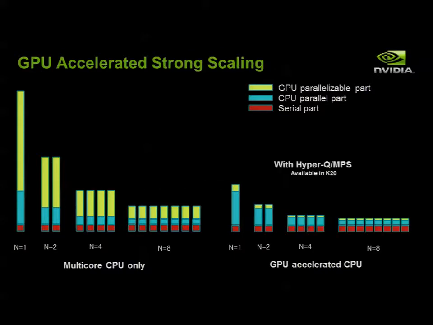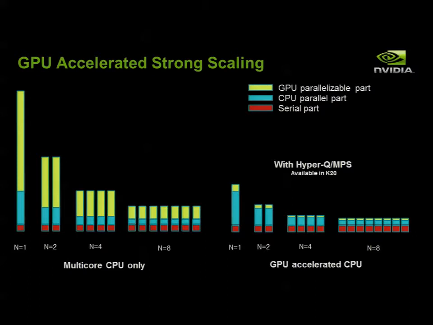Now, what HyperQ, or MPS, allows you to do is split the GPU amongst multiple MPI ranks. So the benefit is that you can use all the CPU cores that are available, which helps you shrink down the parts that are not GPU accelerated. And on top of that, the part that is GPU accelerated will shrink as well.